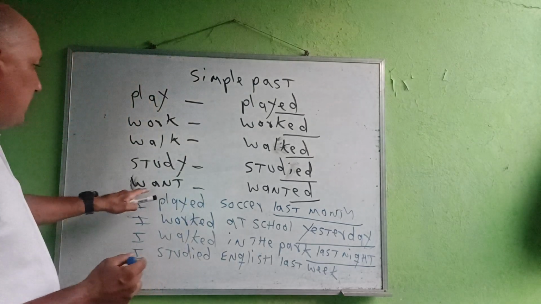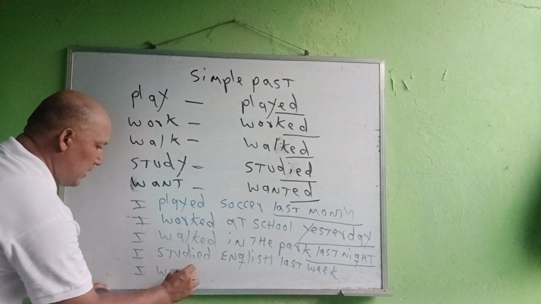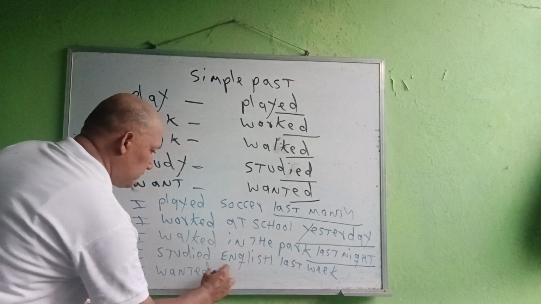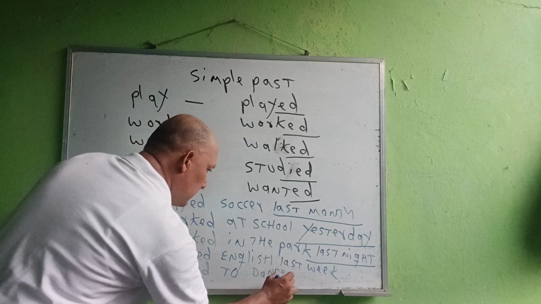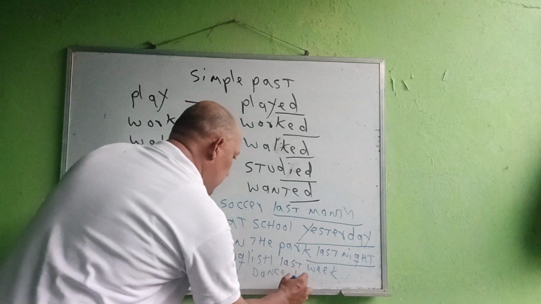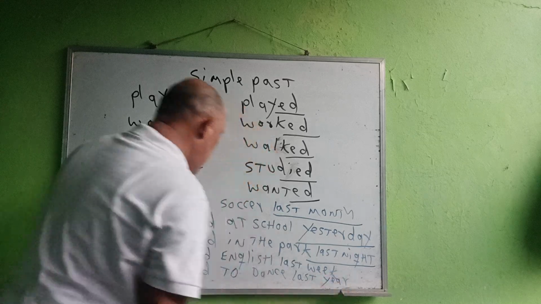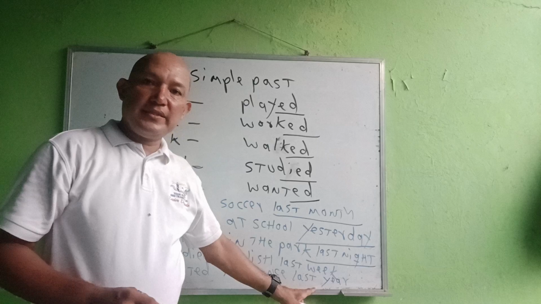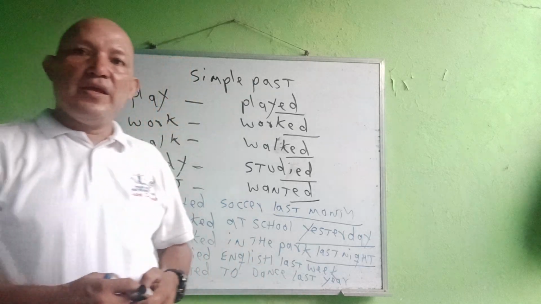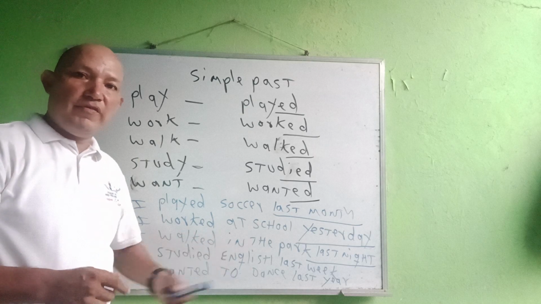One more example using want. For example, I wanted to dance last year. I wanted to dance last year. You can see here I have written another past tense expression because I specify when this activity or action happened. Let me read these examples for you, okay, guys.